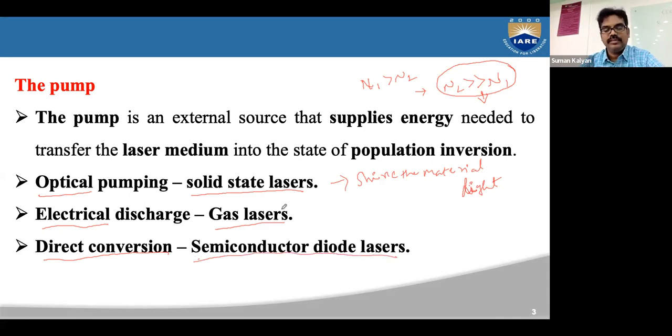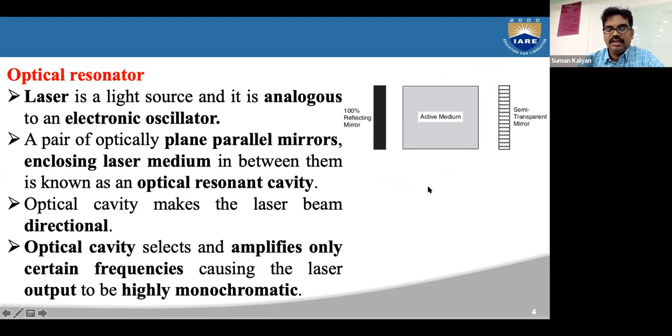Okay, so this is the pumping. These are the different types of pumping techniques. Of course, there are other methods also, but these three are the main, well-known ones for lasers. So the second component is the pump. Now the third component is another.